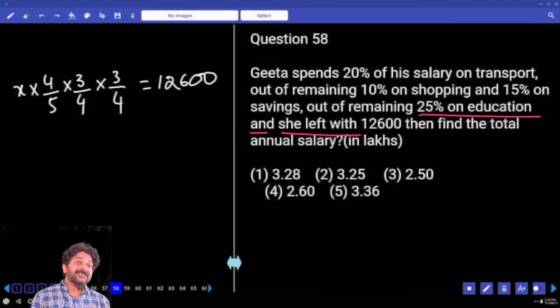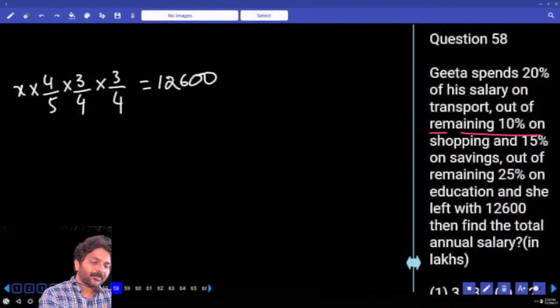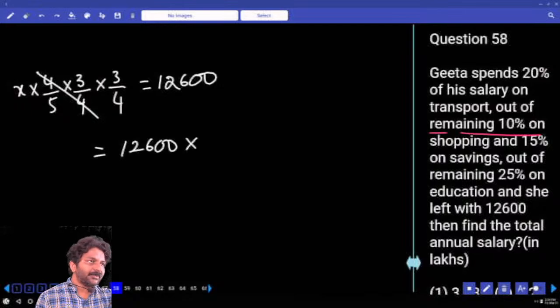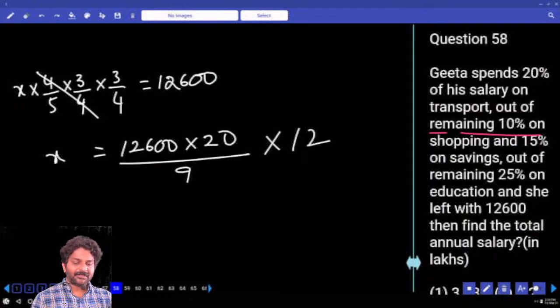What was treated as X? Monthly. But we were asked to calculate annual. That means that should be multiplied again with 12. Okay. Now, 4 gets cancelled. Is that okay? 12,600 on the left hand side, denominator 5 4s 20 goes to the other side. Left hand side numerator 3 3s 9 comes to the denominator. Yes, this is the X value. And we were asked to calculate yearly salary, so we need to multiply it with 12.